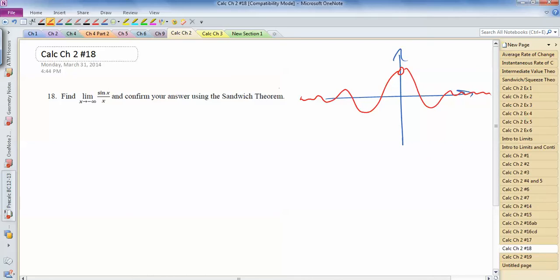And so way out at negative infinity, sine x over x turns into 0. So this thing equals 0 way out there. But we're trying to confirm the answer somehow using the sandwich theorem. So let's start with what we know.